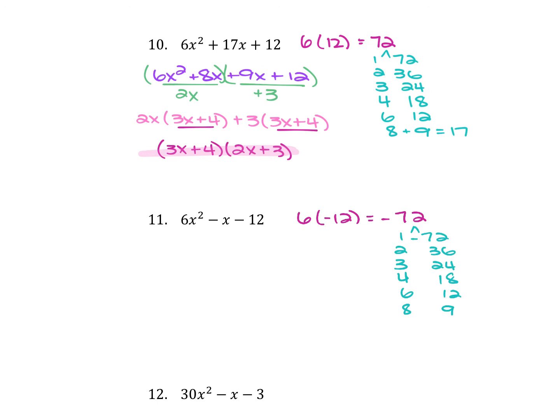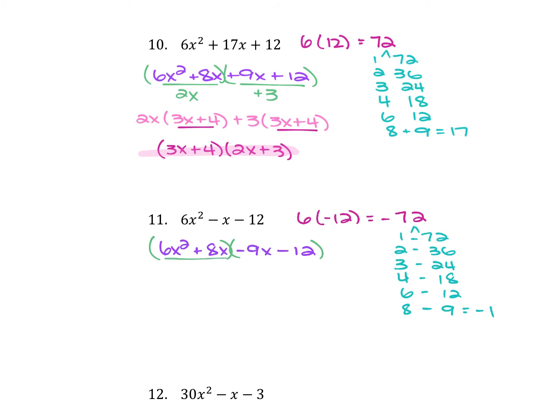So the bigger number is going to have to be negative out of your two factors. If you combine these, the ones that gives you the negative 1 is the 8 and the negative 9. So this gets rewritten as 6x squared plus 8x minus 9x minus 12. We have 4 terms, so factor by grouping. Group the first 2, group the last 2.